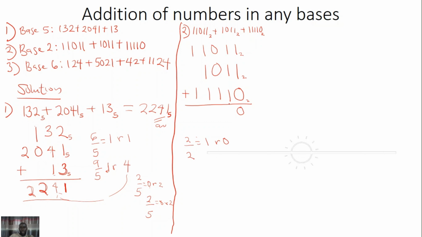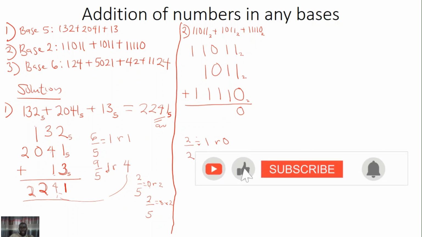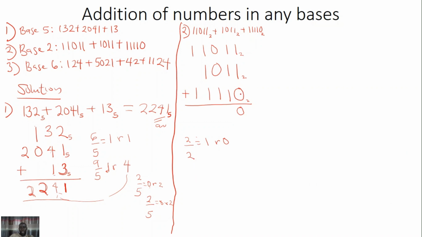When we are going to the next column, we are going to carry the number of times that the base number goes in the total number in the first column. That is 1. We're going to carry this 1 to the next column. And when we add it to this one, it will be 2 plus 1. That will be 3 plus 1.